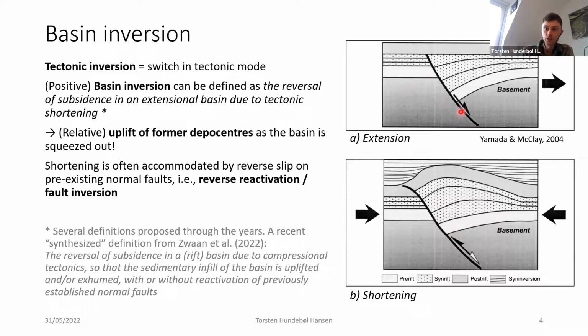So the initial normal fault here gets a smaller or a larger reverse component, and that may help accommodate shortening and the squeezing out of this rift basin.